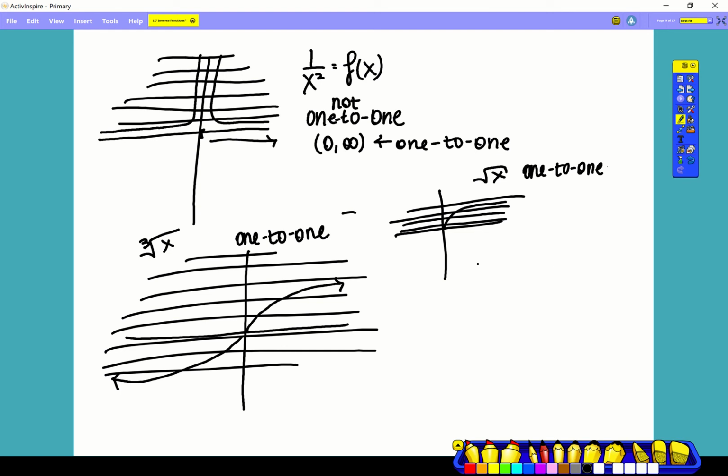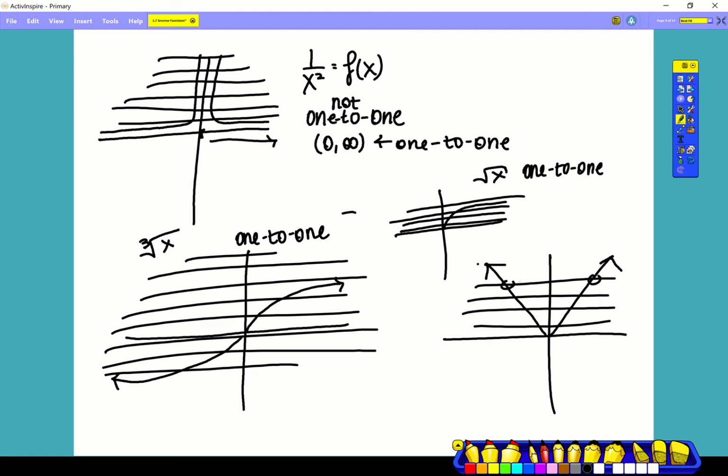So what about the absolute value function? We just had a look at that one. Well, it looks like it's not going to pass. So it is not 1-to-1 normally. But if you restrict the domain to 0 to infinity, then you will get a 1-to-1 function. So you would get this half.